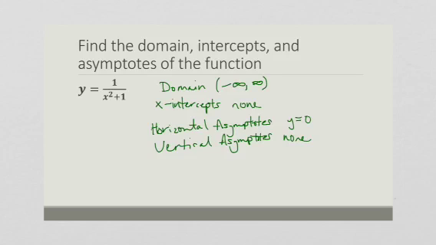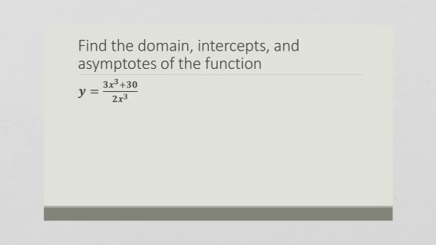Let's look at another example. Here, my numerator and denominator have the same power, x cubed and x cubed. So my horizontal asymptote is going to occur at y equals 3 over 2. Because these are my leading coefficients, and I take a look at the 3 and the 2.